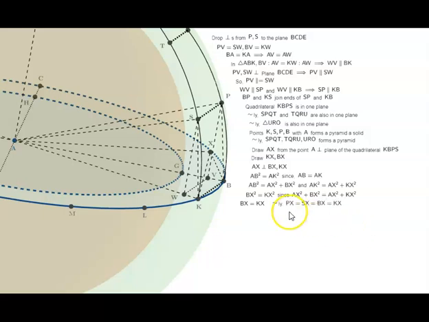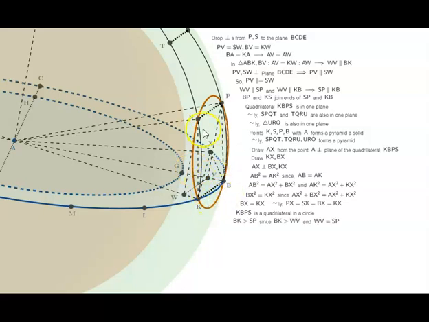Similarly, we can show that PX is equal to SX is equal to KX is equal to BX. What does this mean? It means that if we draw a circle with the center at X and radius as BX, the circle will pass through P, S, and K as well. So let's draw the circle. So KBPS is a quadrilateral in a circle.